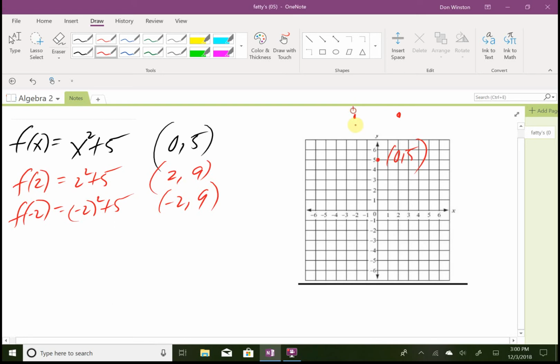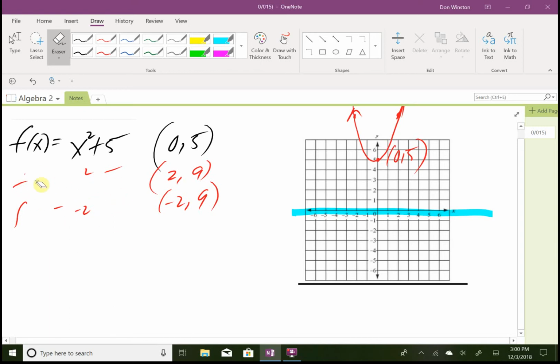But notice that that parabola will never cross the x-axis. It just doesn't cross. So this quadratic will have no real solutions. In other words, it will not cross the x-axis. So let's go ahead and see what we get when we try to find the zeros of that quadratic.